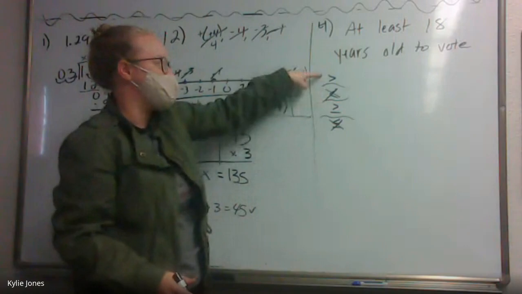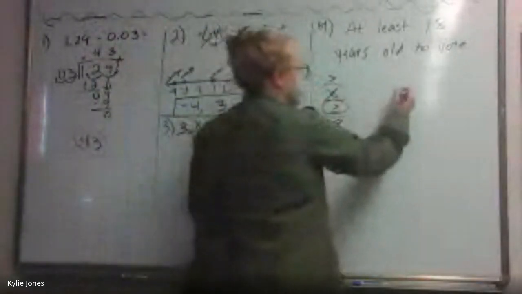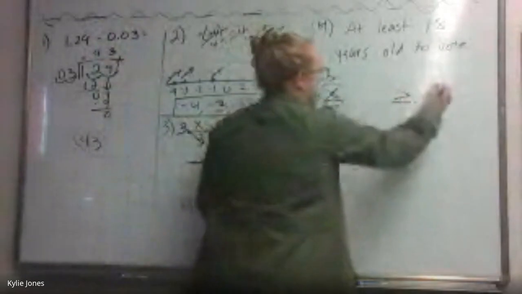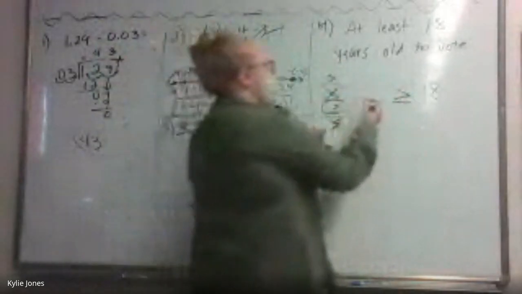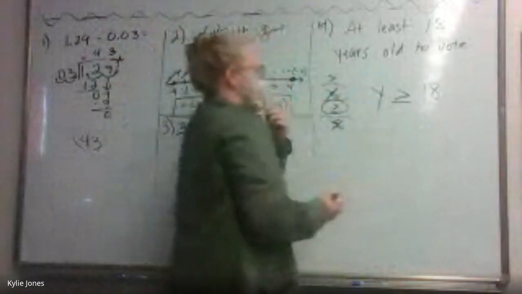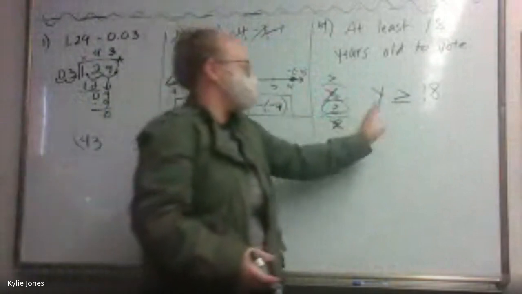Can you be exactly 18 to vote? Yes. So would it be greater than or greater than or equal to? Perfect. You're going to use greater than or equal to 18. What do I put at the beginning though? We can do V for voting age. You can put Y for years, A for age, whatever variable you want, because you can replace this with anything.